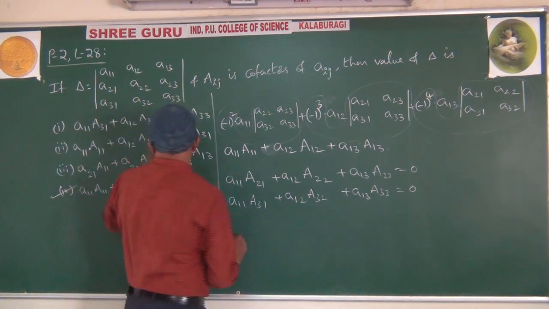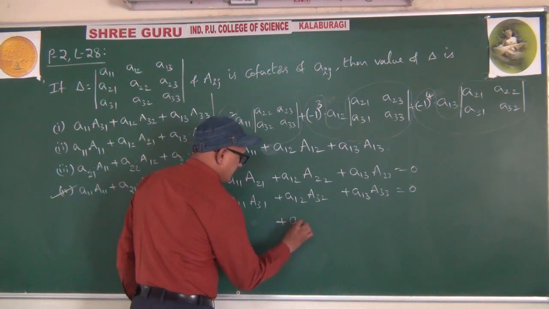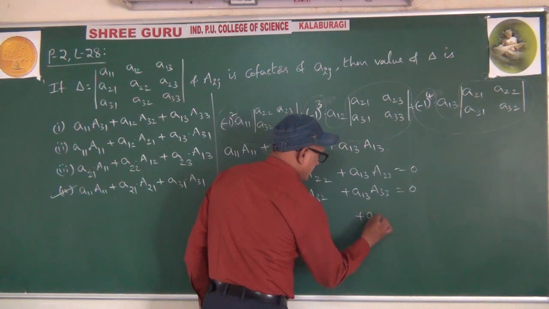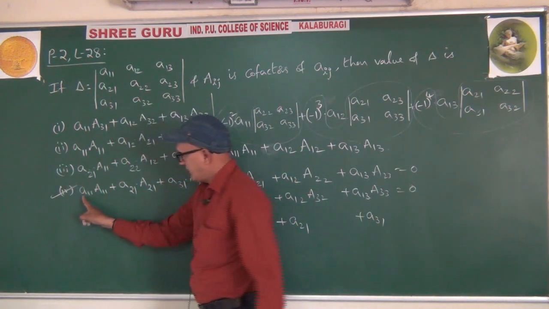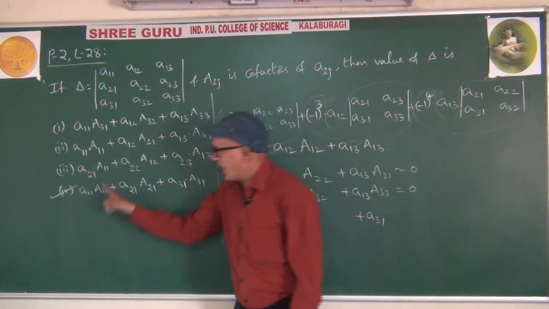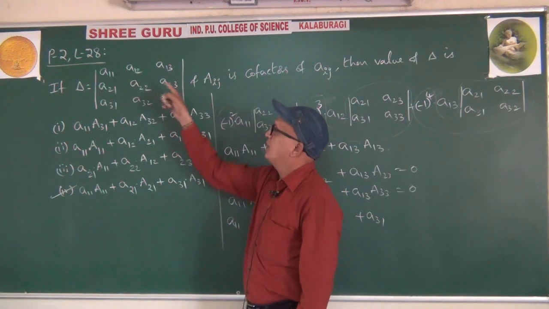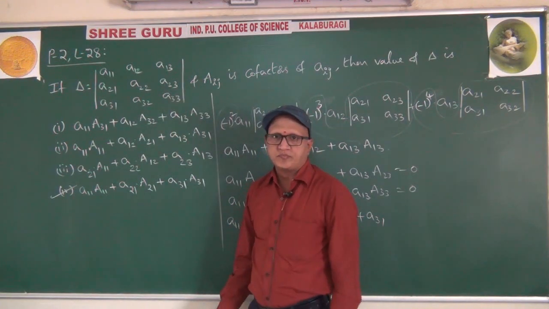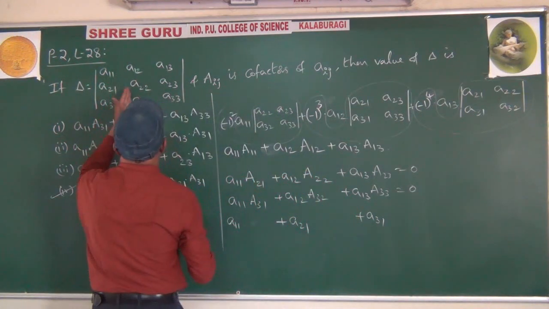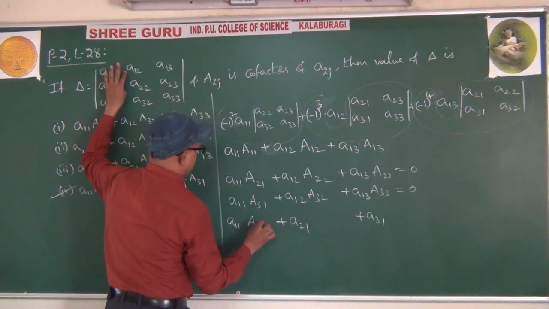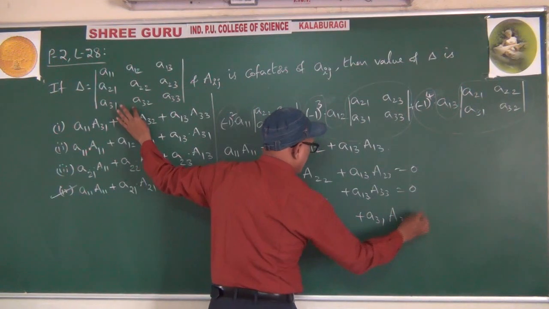Right? For example, the first column you have taken: A11, A21, A31. If you take capital A11, capital A21, capital A31, then you will get the expansion of this determinant. The same cofactors, if you take, you will get the answer. If we take other column cofactors, capital A12, capital A22, capital A32, you will get it.